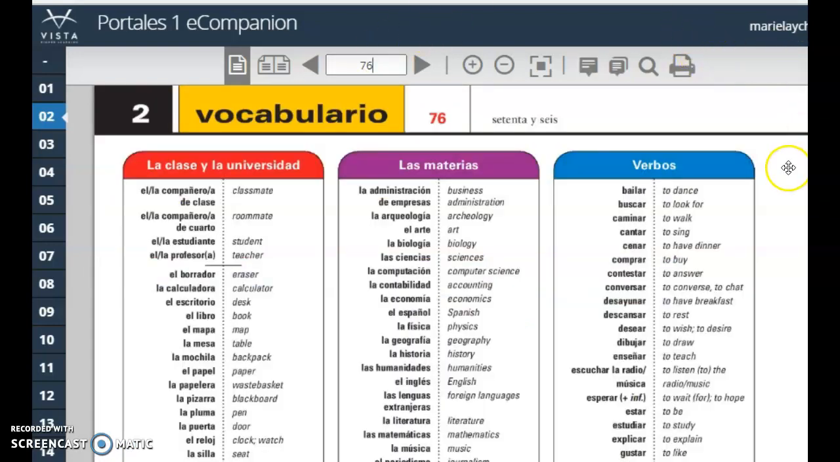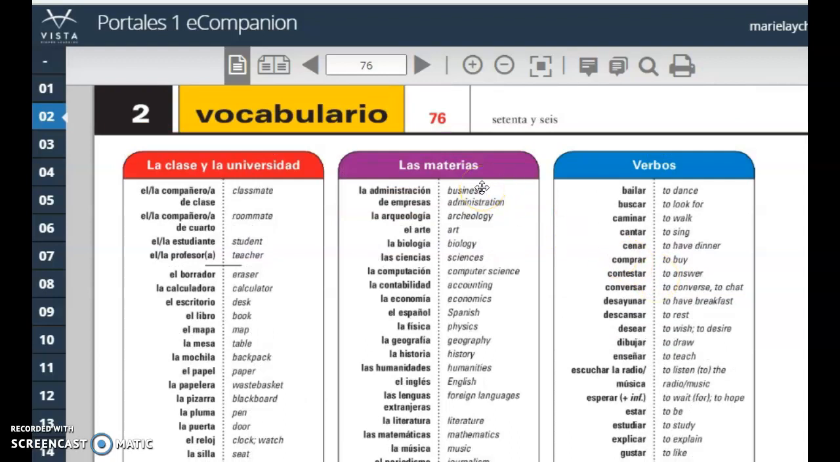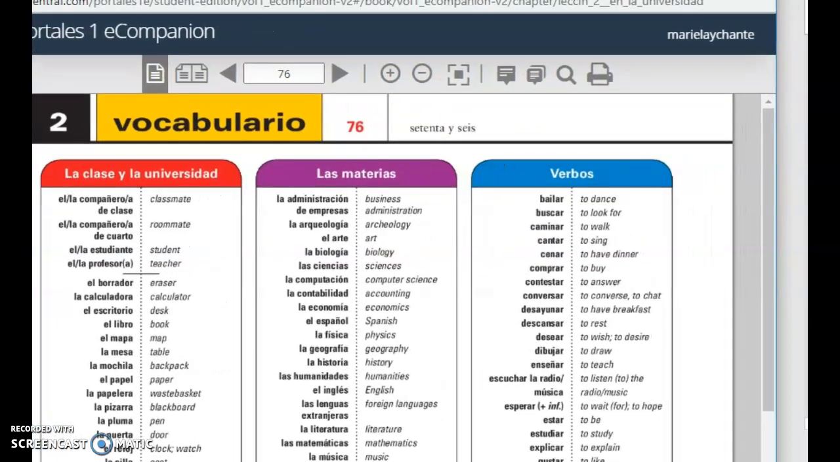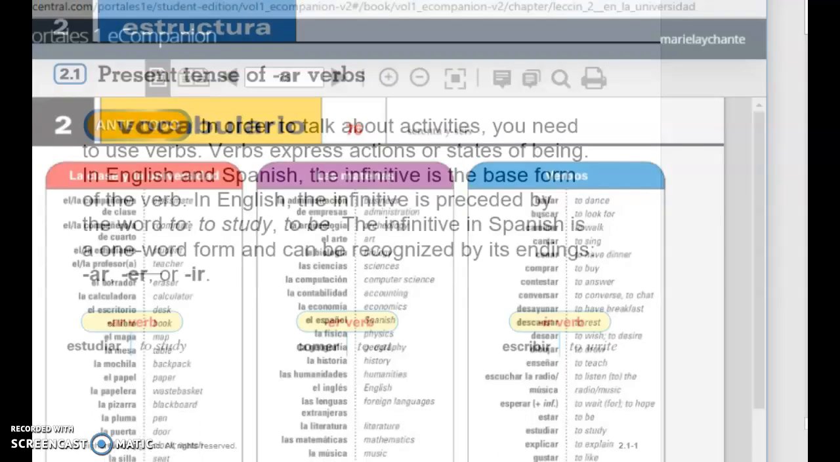So as I previously said, all our themes and topics for this unit are going to be coming from or related to la vida en la universidad. So we're talking about the classmates and the subjects and many other words relevant to this theme. So I suggest you go to page 76 and learn the vocabulary for this lesson, and as well remember to use the flashcards provided in Portales number 1, VHL Central.